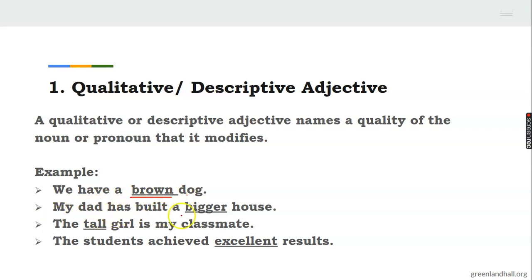Look at another one. My dad has built a bigger house. Bigger is our what? Descriptive adjective, describing the size of what? The house. Another one. The tall girl is my classmate. Tall here is what? It is our adjective and is naming the quality of what? The noun girl. The next one. The students achieved excellent results. Excellent here is what? It is an adjective modifying or qualifying what? The noun results.